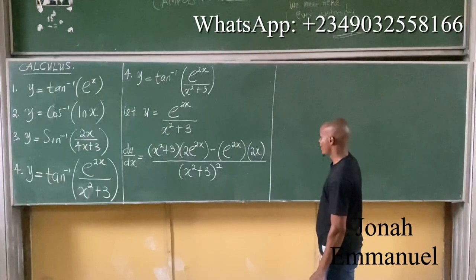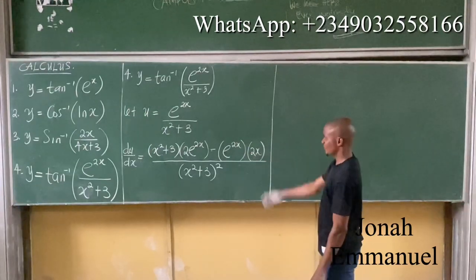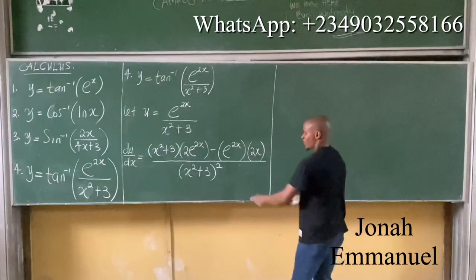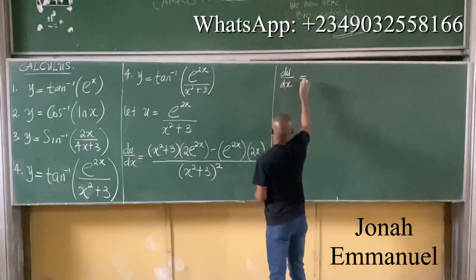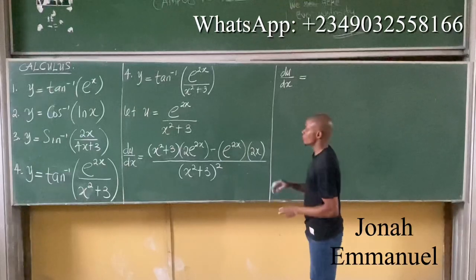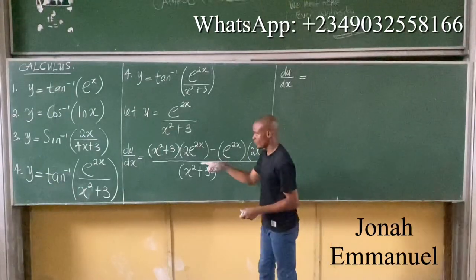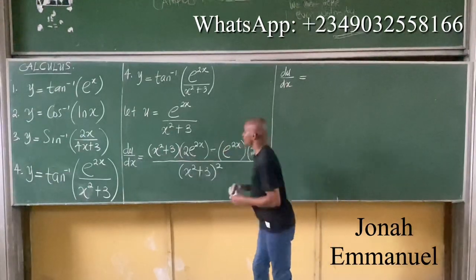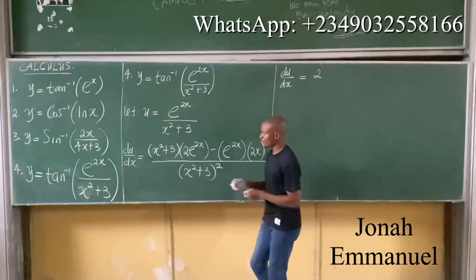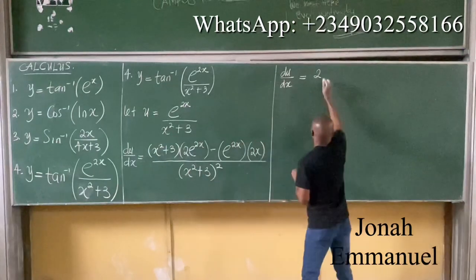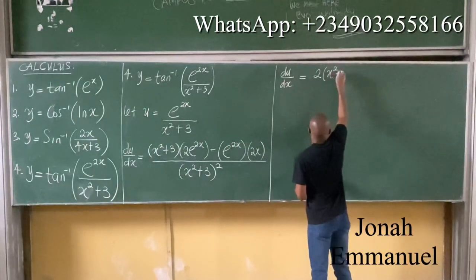So how do we deal with this? What do we do? Look at this. I'll have that du/dx is equal to, look up. So here's how to tackle this. Take this one first. That becomes 2, number first. Next, take this one. That gives you x squared plus 3.